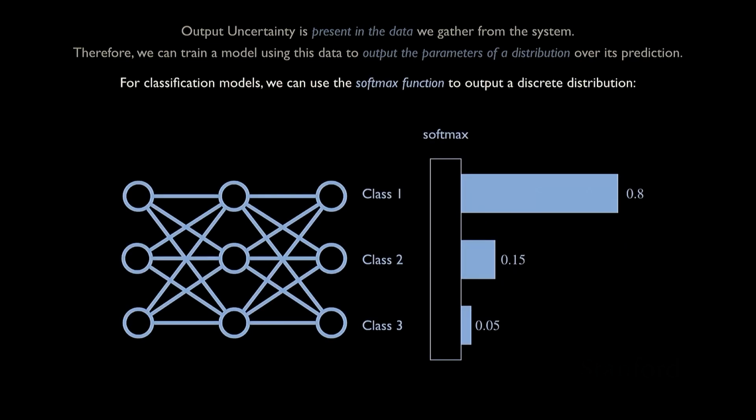Okay, for classification models, a lot of classification models by default already actually output a distribution. So any classification model that applies a softmax function at the end already outputs a discrete distribution because it'll output these values for the classes that sum up to 1. So we take the softmax out of the output, and then, for example, we can now say that we're 80% confident that class number 1 is the true label.